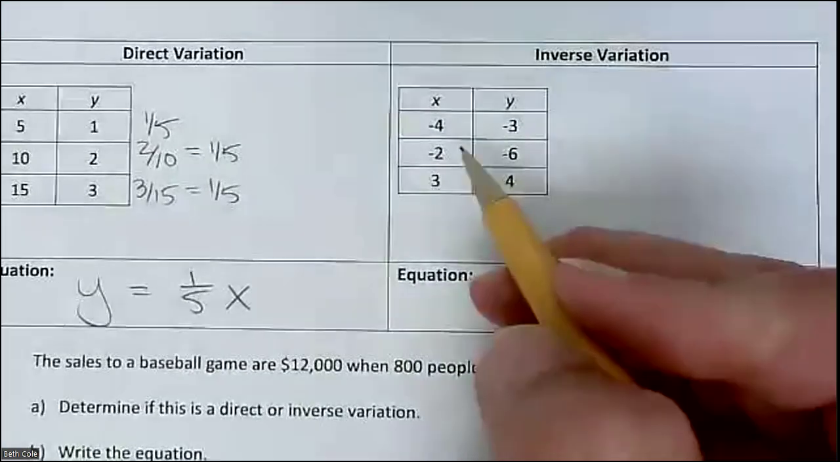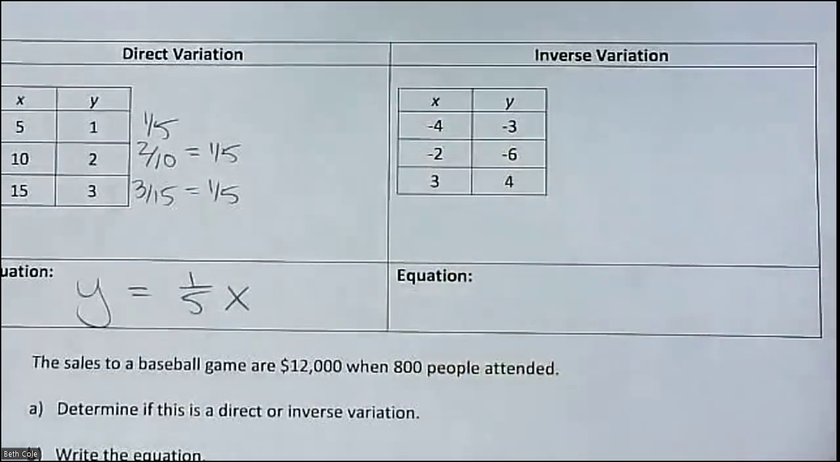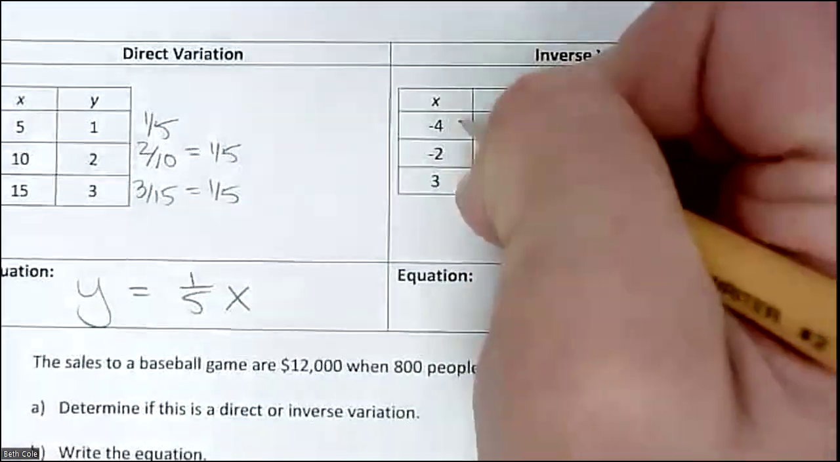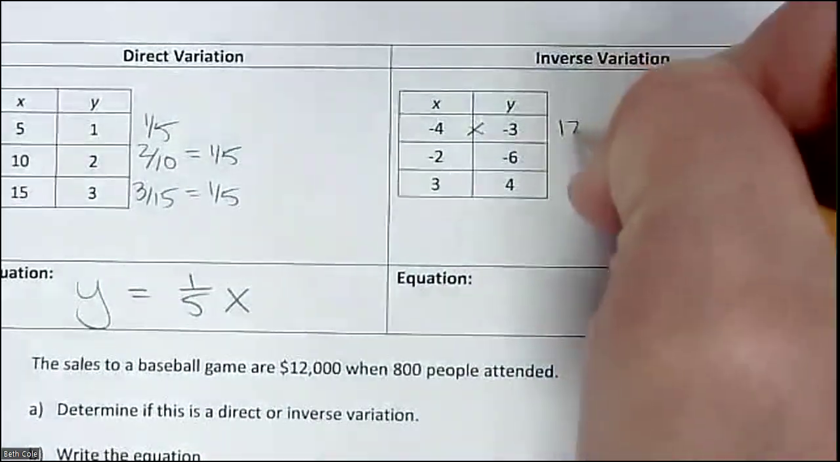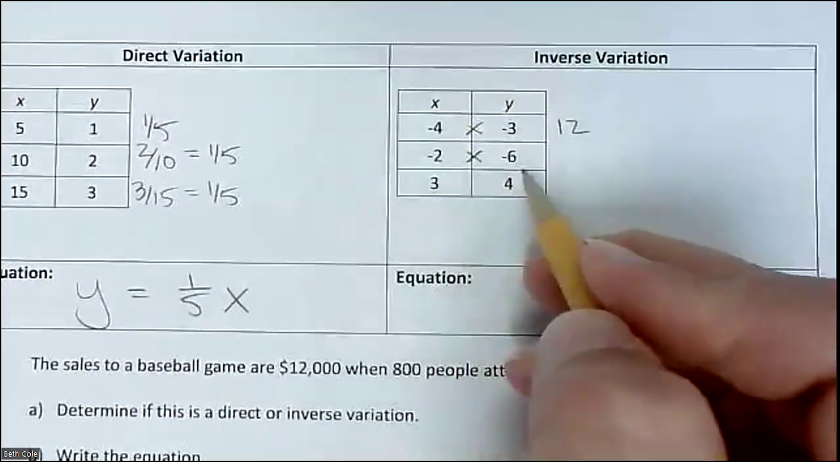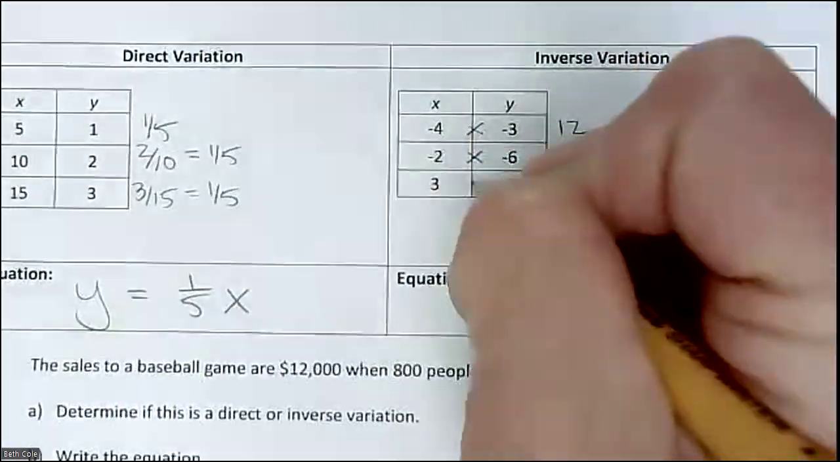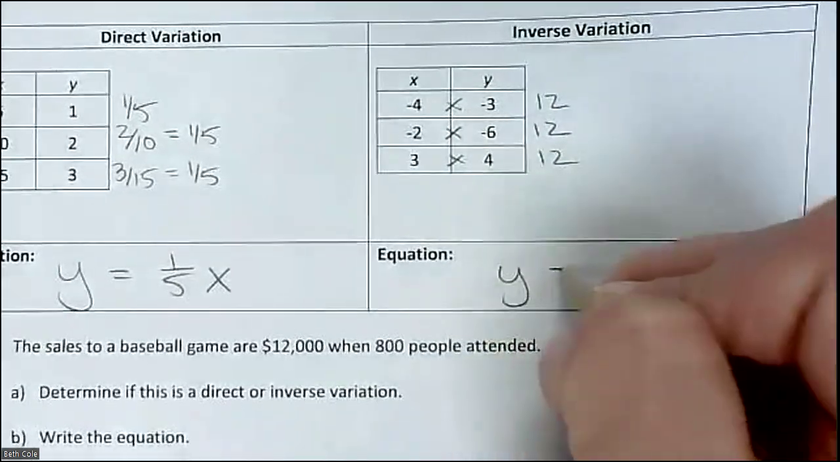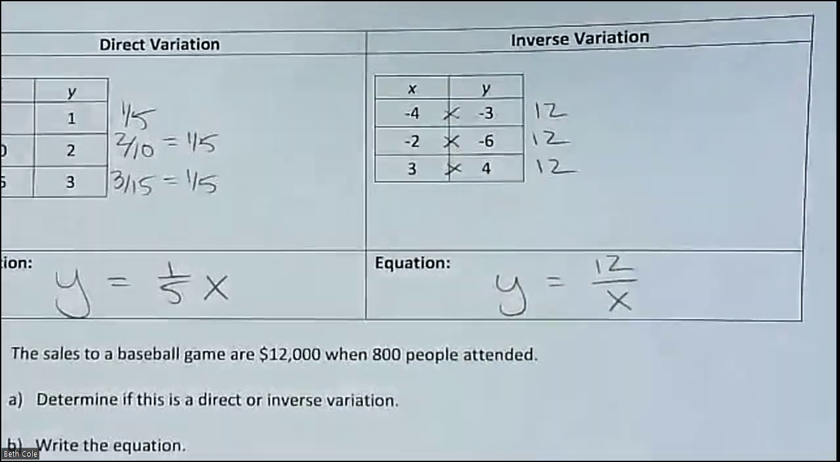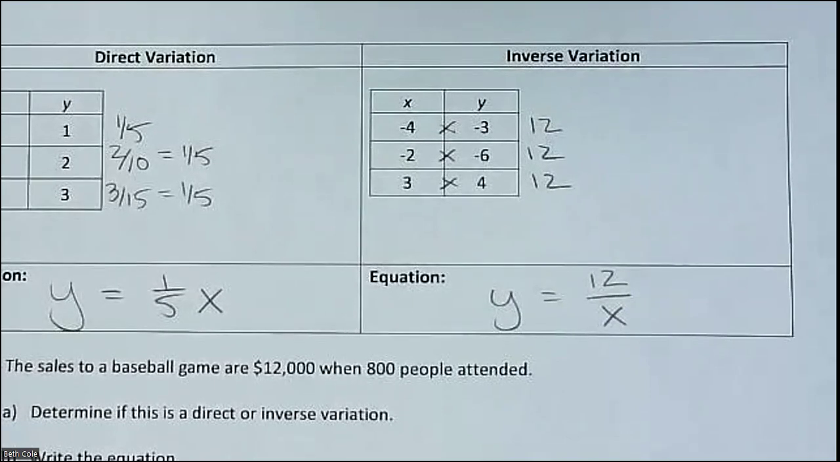Now for inverse variation, you literally just multiply them together. I'm trying to do this without a calculator. Hey guys, what is -4 times -3? Good, 12. How about -2 times -6? 12. And 3 times 4? They're all 12. Do you see that? Now it's going to be Y equals 12 over X. So when you multiply them like that, that's an inverse variation.